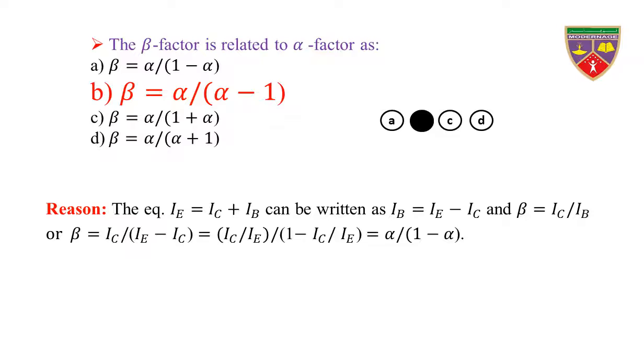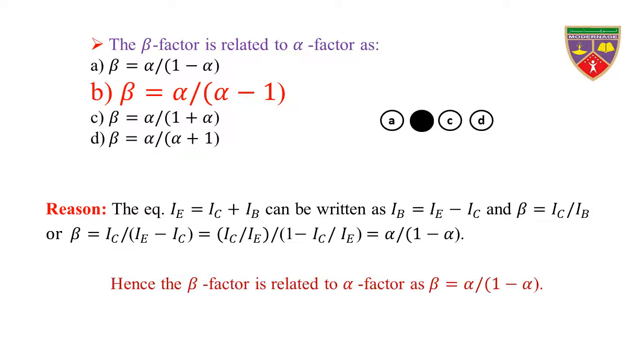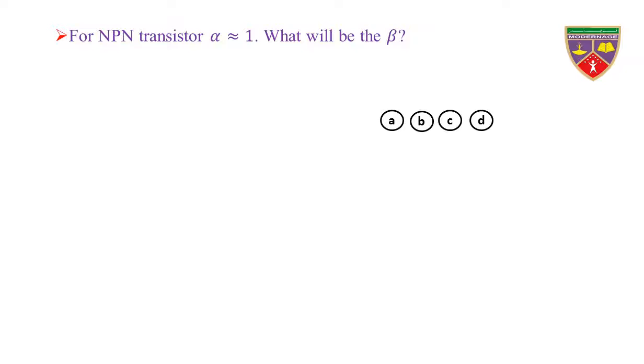We have beta is equal to IC divided by IE divided by 1 minus IC divided by IE, where IC divided by IE is equal to alpha. Therefore, beta is equal to alpha divided by 1 minus alpha. Hence, the beta factor is related to alpha factor as beta is equal to alpha divided by 1 minus alpha.